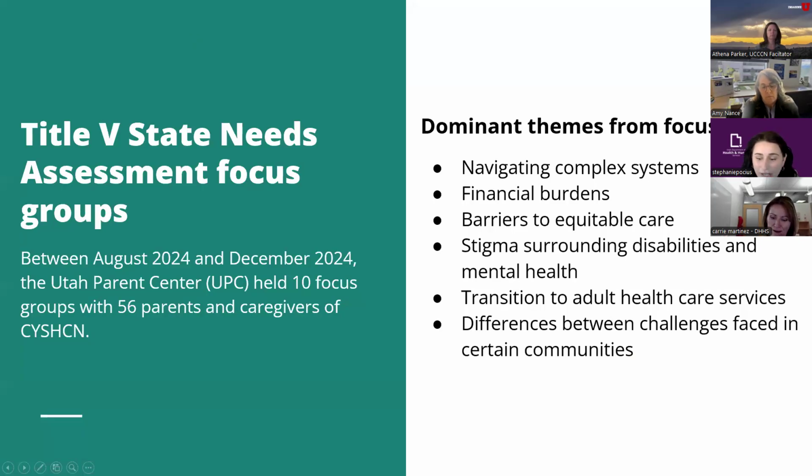The last section of the needs assessment for SHIN included the focus groups conducted through the Utah Parent Center. We had 10 focus groups with a total of 56 parents and caregivers of SHIN. The dominant themes from the focus groups echoed what was found in the community and provider and caregiver surveys. There's just general frustrations navigating complex health systems, stress related to financial burdens, and barriers to equitable care.